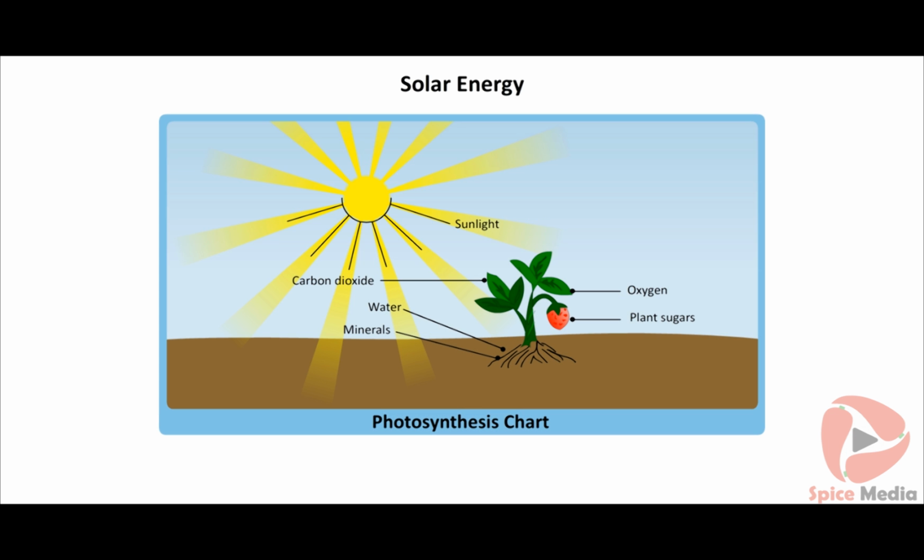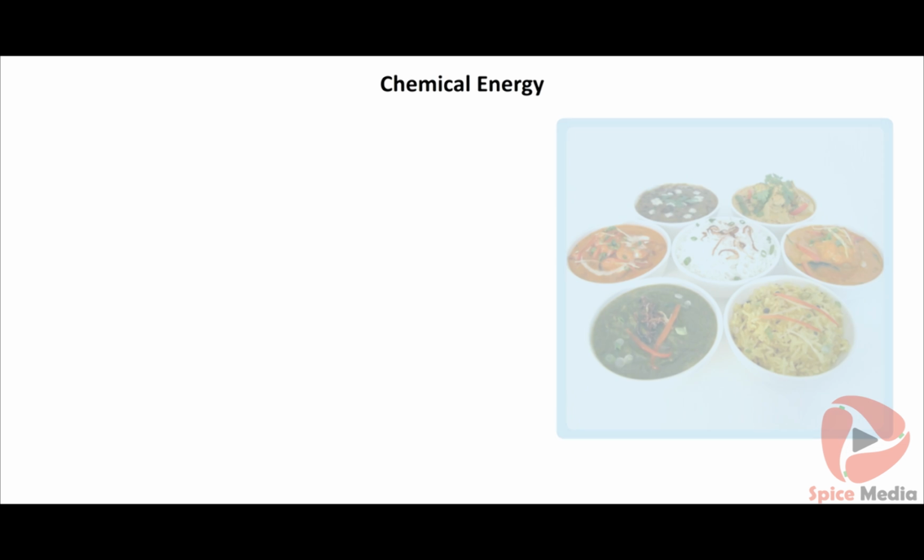Nature uses solar energy to the fullest. Plants use sunlight in photosynthesis. Man uses it in devices like solar panels and solar cells to produce electricity.